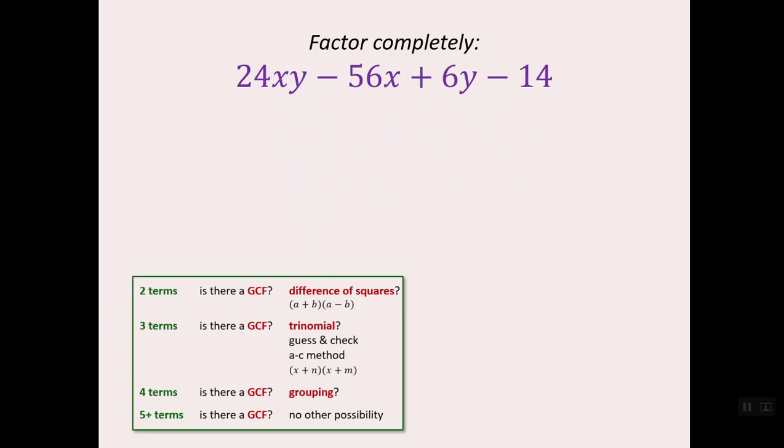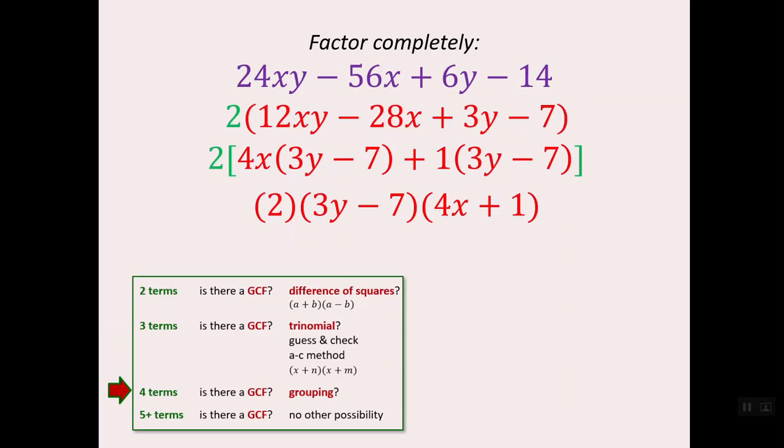All right, here's another one. How many terms here? 4 terms. Is there a greatest common factor? You can see that there is. There's a 2 common to every single term, so I'm going to factor out a 2. Then I'm left with an expression that has 4 terms. I need to see if I can factor that. So again, 4 terms, I've got to try grouping. I'm going to give that a shot. You can see by doing the grouping method, it does factor by grouping. Don't forget to include that factor of 2 along with your factors of 3y minus 7 and 4x plus 1.